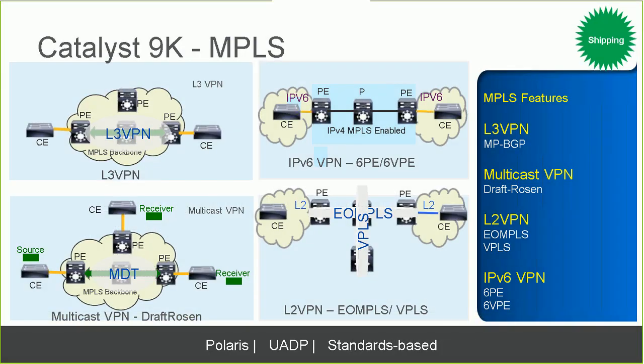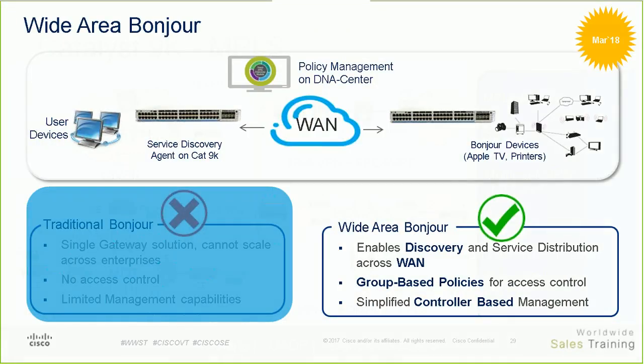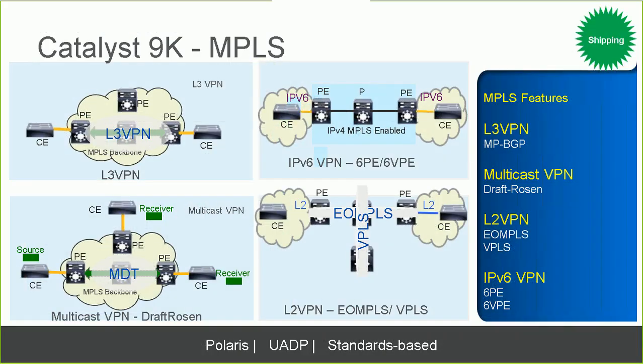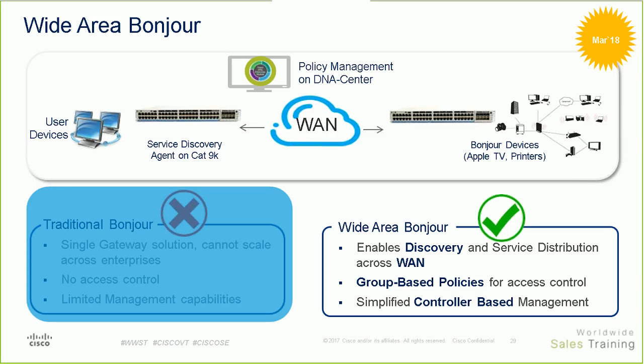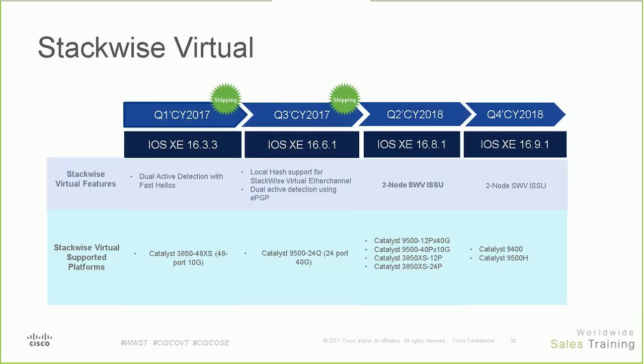Software innovations, MPLS, I already mentioned. Why MPLS? We inherited it from the IOS XE operating system. We programmed it via microcode on the UADP. Done. Okay, so very interesting. VPLS as well in the last versions. So either Ethernet over MPLS or VPLS for layer 2 VPNs. Wide area Bonjour. Stackwise Virtual, probably one of the most controversial topics we have right now.